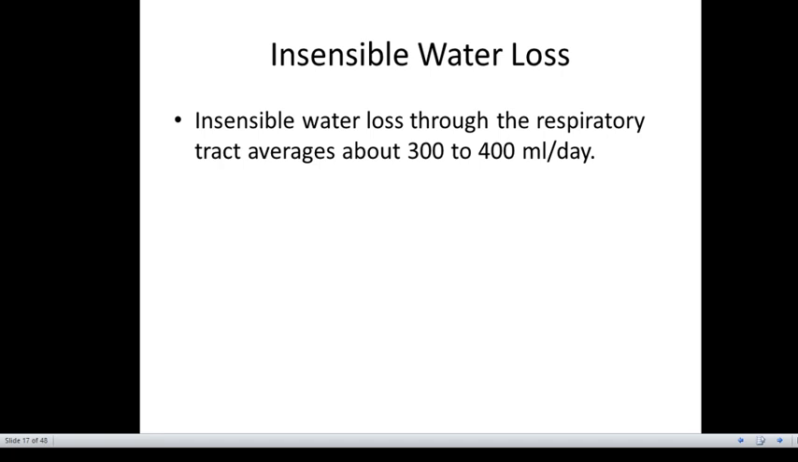Insensible water loss through the respiratory tract averages about 300 to 400 milliliters per day because the vapor pressure of the air in respiratory tract is greater than the vapor pressure of the inspired air. Water is continuously lost through the lungs with respiration.